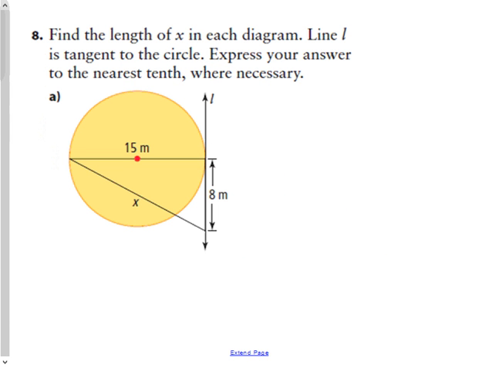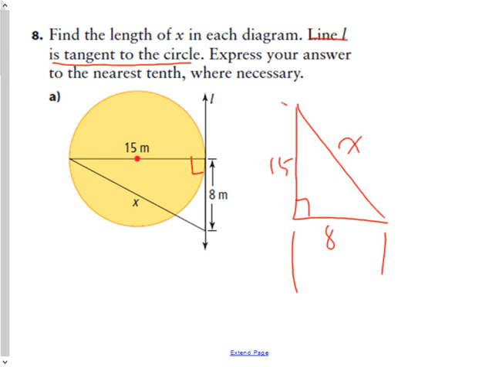Question number 8. Find the length of X in each diagram. So the first diagram, it's so easy. As long as you know line L is tangent to the circle, all you have to do is put a 90-degree angle in there. Redraw your triangle. This is 15, this is 8, this is X. Solve it with a quick Pythagoras. 225, 64, 289. The square root of 289 is actually a perfect square. It's 17. So therefore, the length of X is 17 meters from this point to this point.